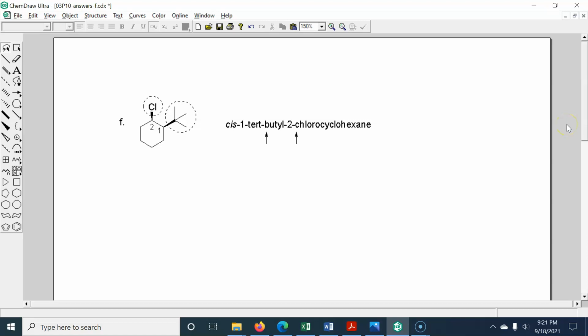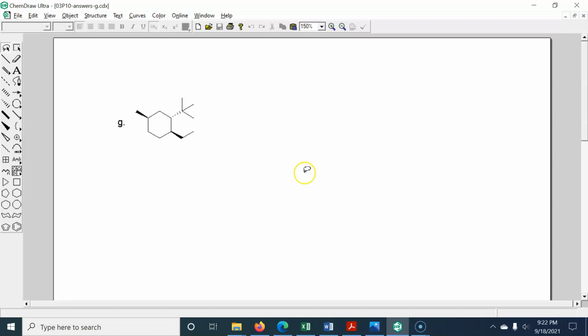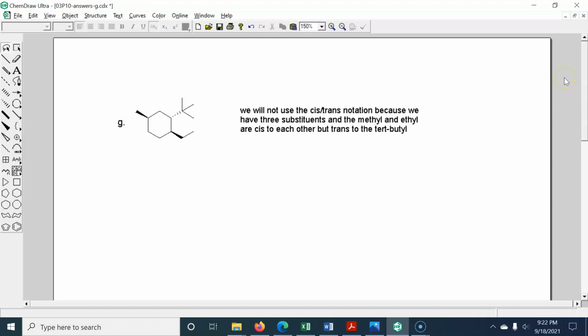I think we have possibly one more. This is interesting because we have 3 substituents, we have wedges and dashes, and there is a problem. The problem is, how do I label it cis or trans? Because cis and trans tells me the orientation or the relationship of 2 groups to each other. What I have written out here is we will not use the cis-trans notation because we have 3 substituents, and the methyl and ethyl are cis to each other, but trans to the tert-butyl. So what do you put at the beginning of the name?